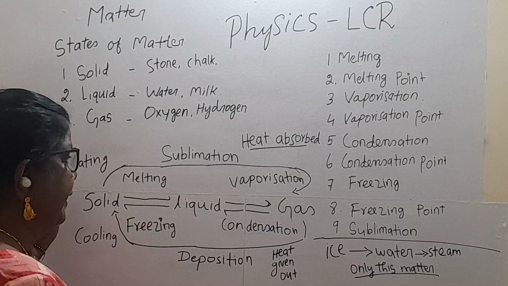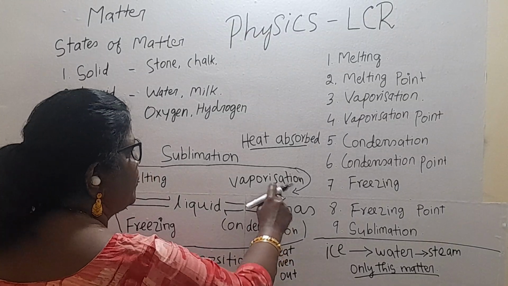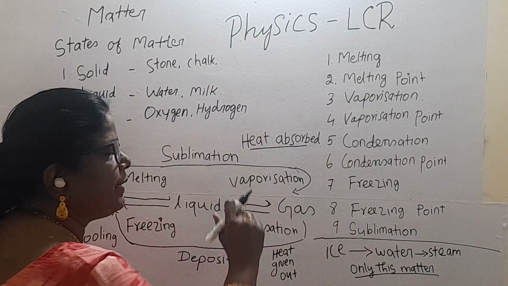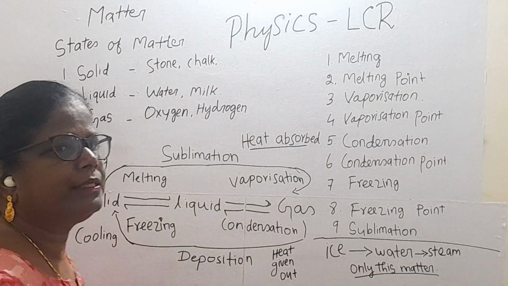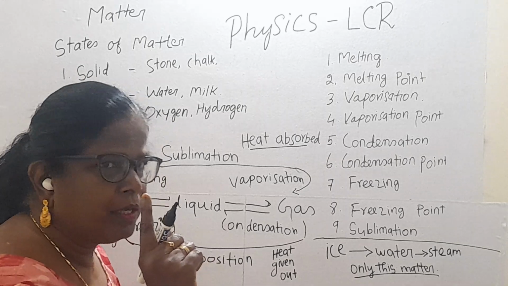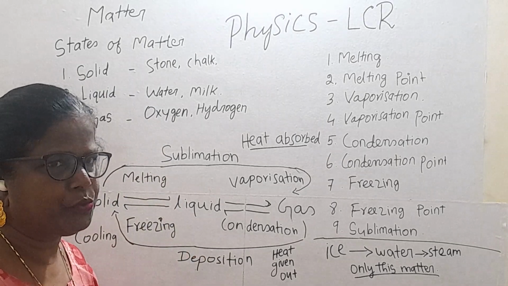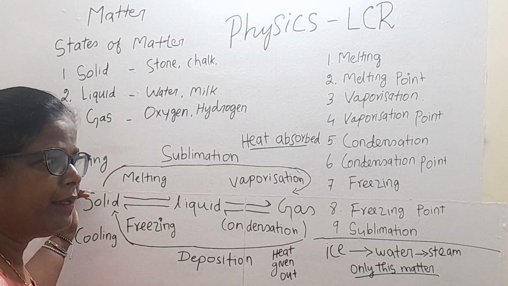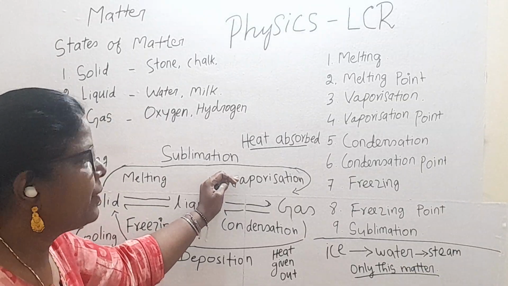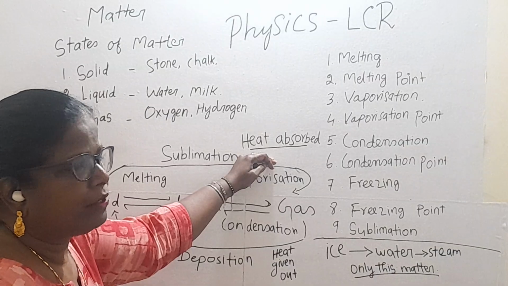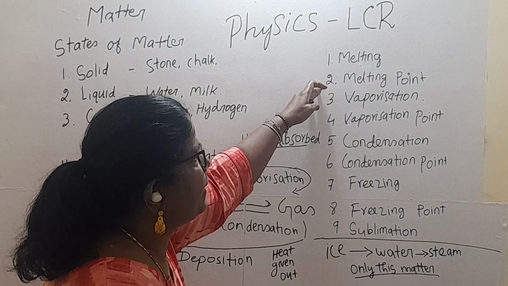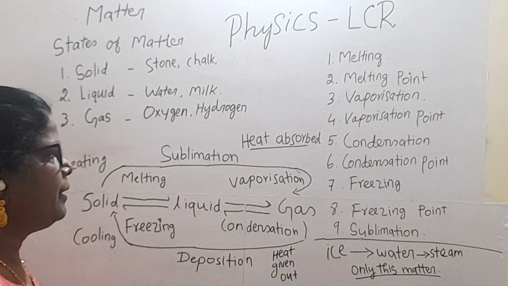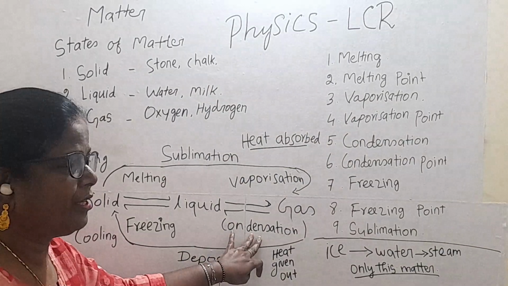Next, during the vaporization, heat is absorbed. So you can define the term. Each definition carries sometimes 1 mark, sometimes 2 marks. But here you have to mention that on heating this is happening. So at a particular temperature, melting takes place at the melting point, vaporization takes place at the vaporization point. Next, actually, condensation.